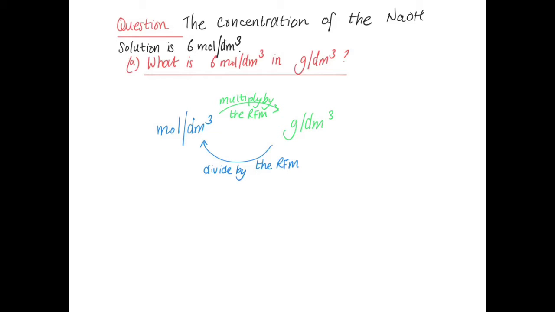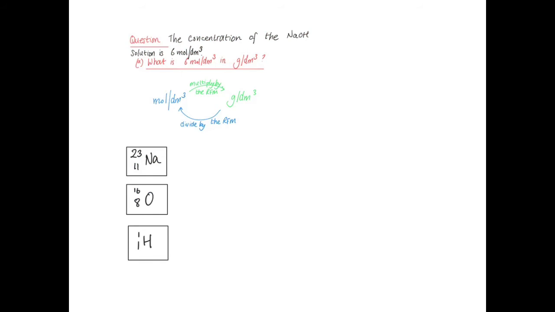So the equation that you need is, to convert moles per decimeter cubed into grams per decimeter cubed, you need to multiply by the relative formula mass of the compound. To convert grams per decimeter cubed into moles per decimeter cubed, you need to divide by the relative formula mass of the compound.